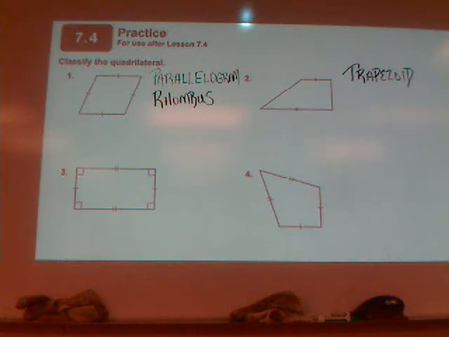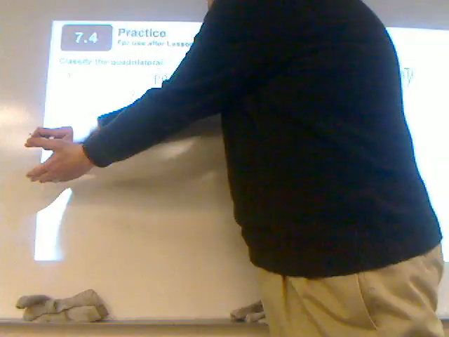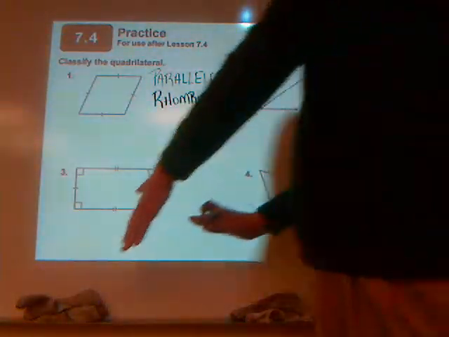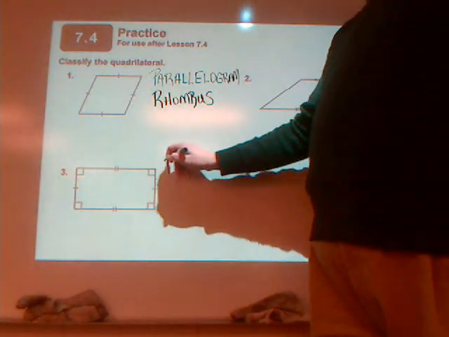Now, as we look at number 3, again, we go back to our concept of parallel sides here. As I look at the top and bottom, I see that those are parallel. If I drew them forever, they would never cross. And same for the left and right here. So we're going to go back to parallelogram.